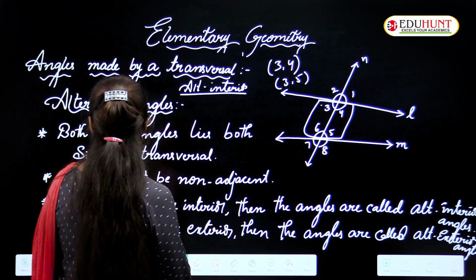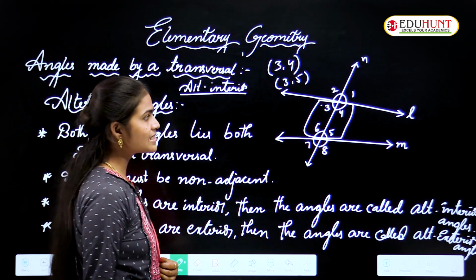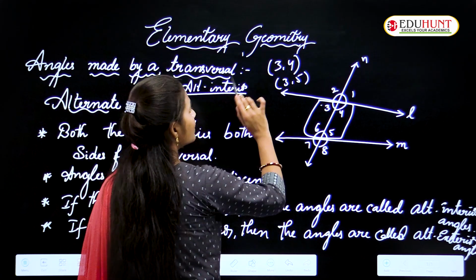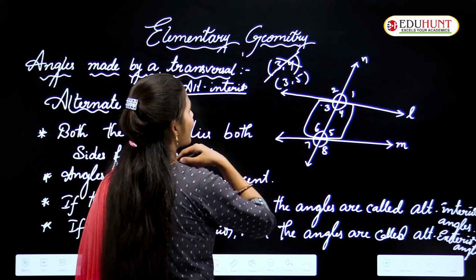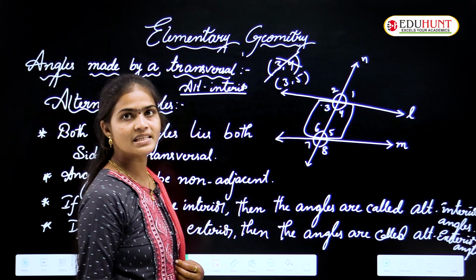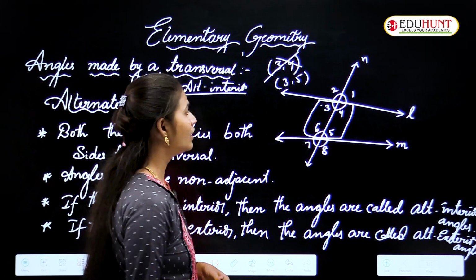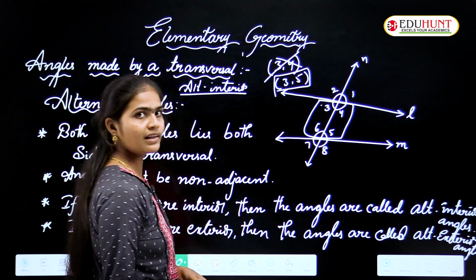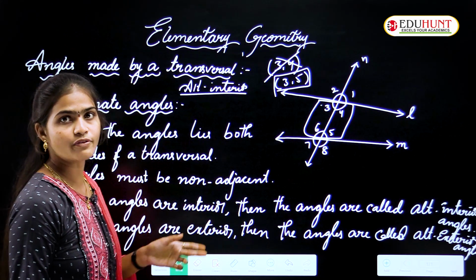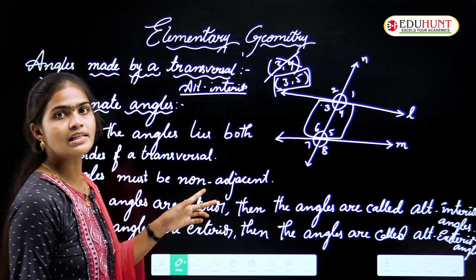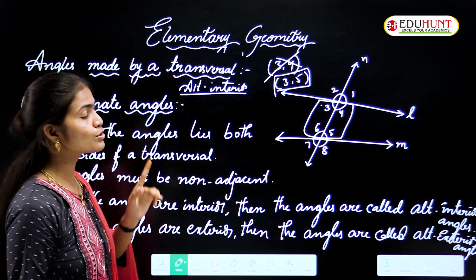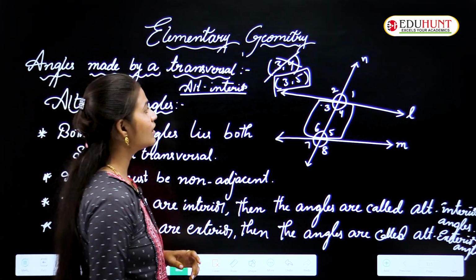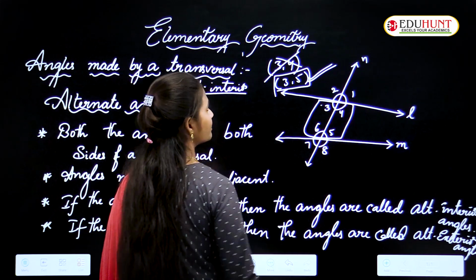Next, angles must be non-adjacent. They are saying angles should not be adjacent. So 3 and 4 are adjacent angles. That's why that does not form an alternate interior angle pair. 3 and 5: this satisfies that the angles lie on both sides of a transversal, and those two are also interior angles, and those two are non-adjacent angles. So 3 and 5 is satisfying. This is one of the pairs.